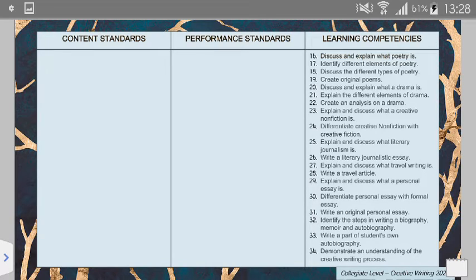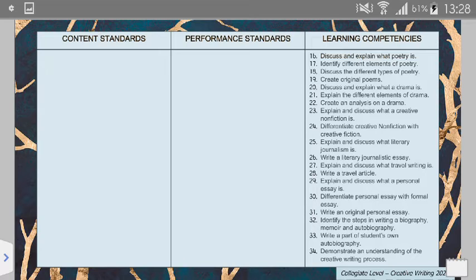We can also have a lesson writing a life story in our syllabus. The discussion is about biography, autobiography, and memoir. A learning competency could be differentiate biography with autobiography and memoir.